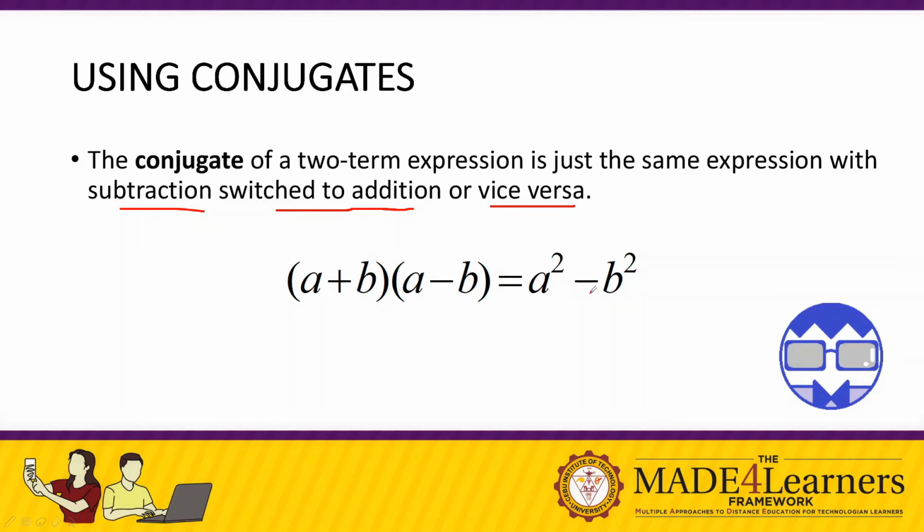We're going to use the concept of difference of two squares. We know that a squared minus b squared is just the quantity a plus b times the quantity a minus b. Now, what is the conjugate here? The conjugates are actually the factors. So a plus b is a conjugate of a minus b, in the same way that a minus b is the conjugate of a plus b.